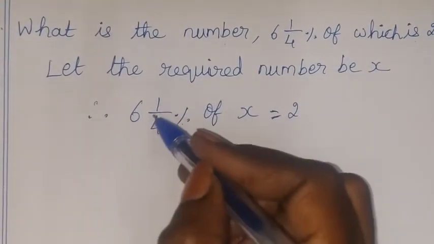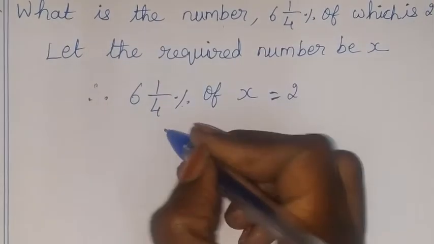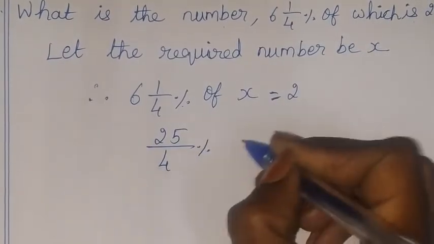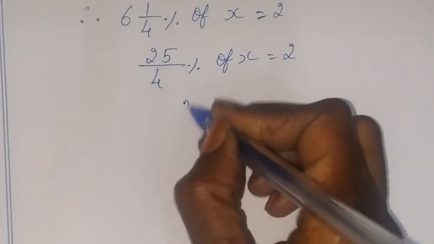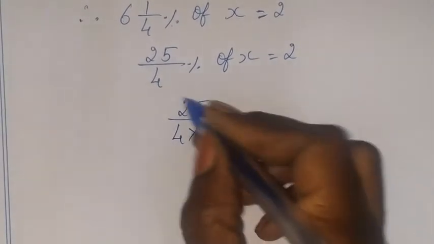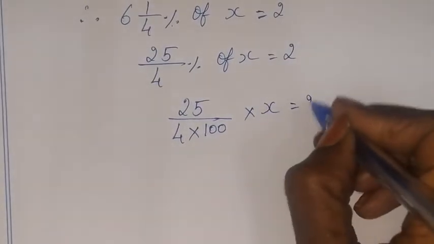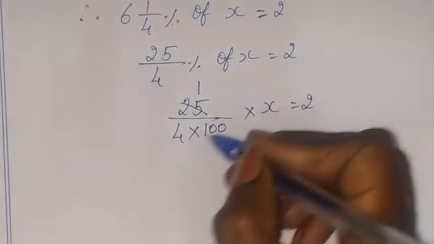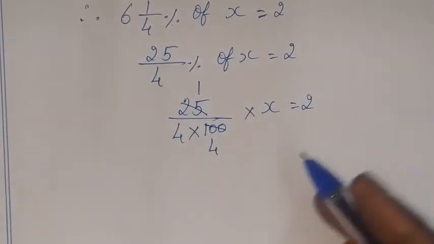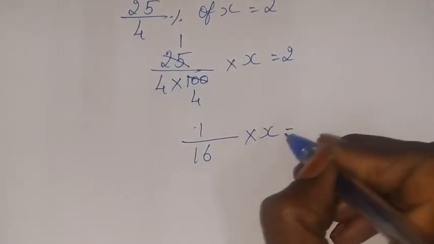Now the percentage is in mixed fraction, so first we have to convert it into an improper fraction. 6 4s are 24 plus 1 is 25 by 4 percentage of x is equal to 2. Now we have to write the percentage in the fraction form. To write the percentage in the fraction form, we have to divide it by 100. So as we want to divide it by 100, we write the 100 in the denominator, into x is equal to 2. Now we can simplify 25 and 100. It will go in the same 25 table. 25 ones are 25, 25 fours are 100. So this is equal to 1 by 4 fours are 16 into x is equal to 2.